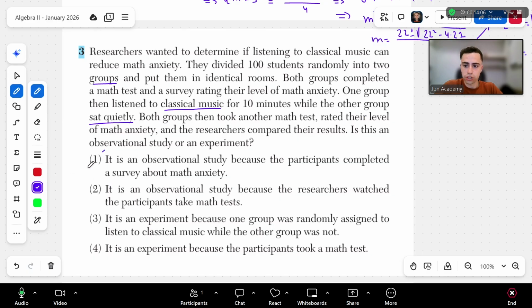Therefore, it's not an observational study. We can discard 1 and 2. It's gonna be an experiment, as 3 and 4. And yeah, number 4, it's an experiment because the participants took a math test or because was randomly assigned to listen to classical music while the other was not. So it's gonna be the third question, what we just explained. They were treated differently. So number 3 here.